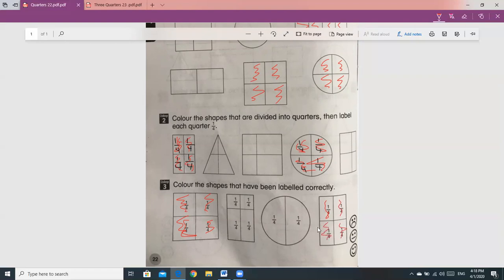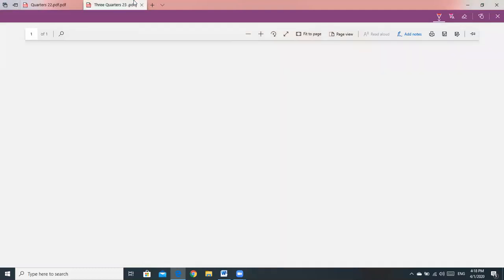Okay, so now we know what's meant by quarter. Yes, quarter means four equal parts. Each part is called a quarter. Okay, let's go to page 23.